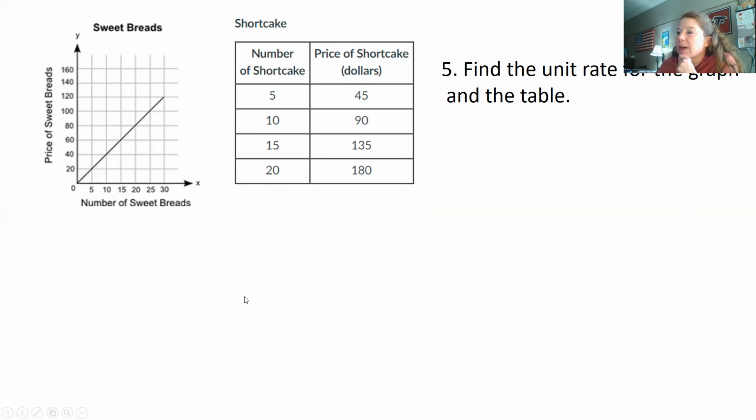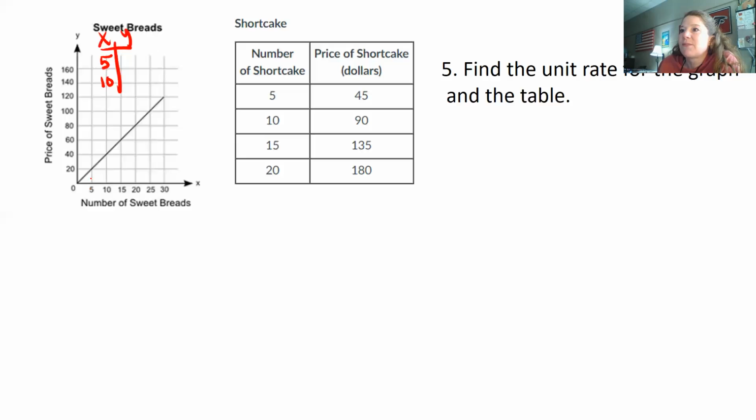So find the unit rate for the graph and table. Again, the unit rate is the slope, okay? So we do know that this one starts out at 0, 0. We're not sure about this one until we find the rate of change. So as X increases by 5 here, X is increasing by 5, right? 5, then 10. What is happening to Y?